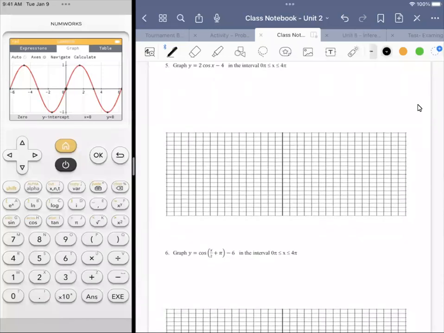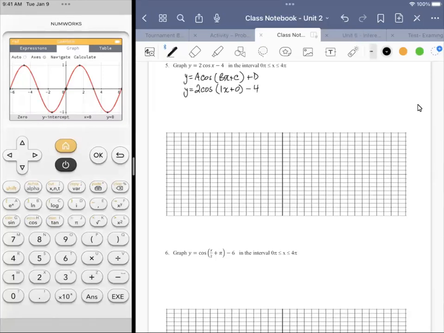And another couple of examples where you have a cosine graph, but there's something else going on. I always recommend that you start with the general form. Y equals A cosine bx plus c plus d. Match up the given function to the general form. So call this 2 cosine 1x plus 0 minus 4.